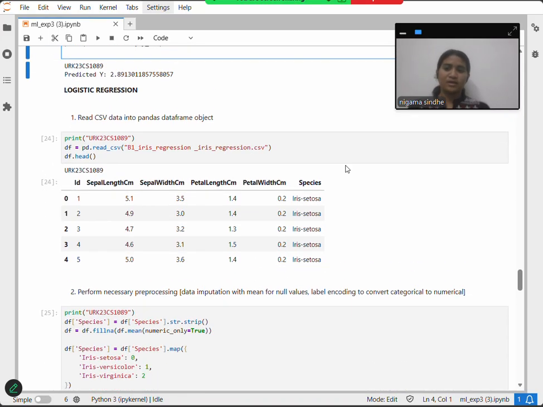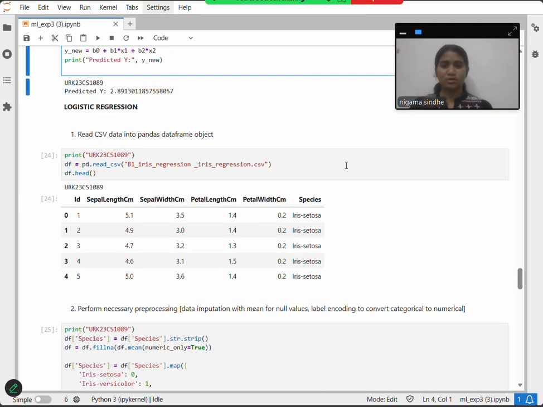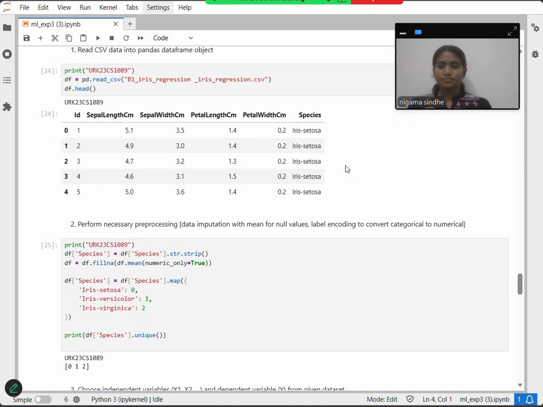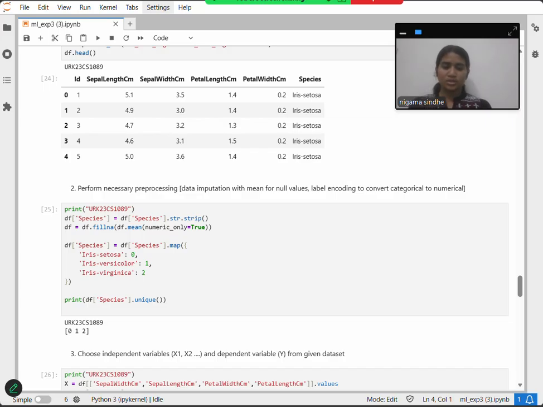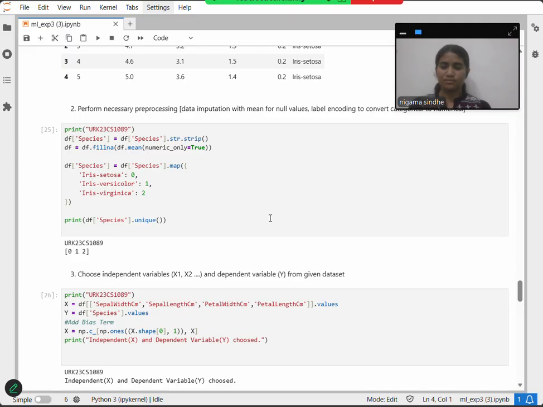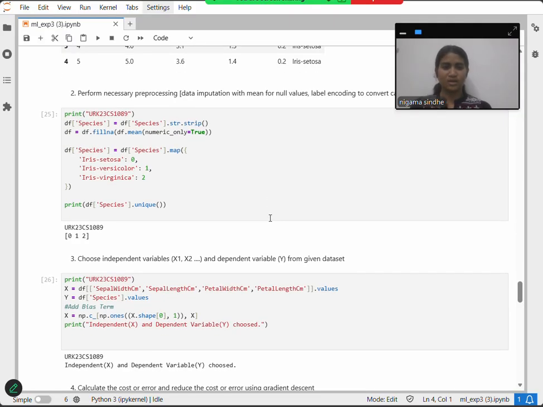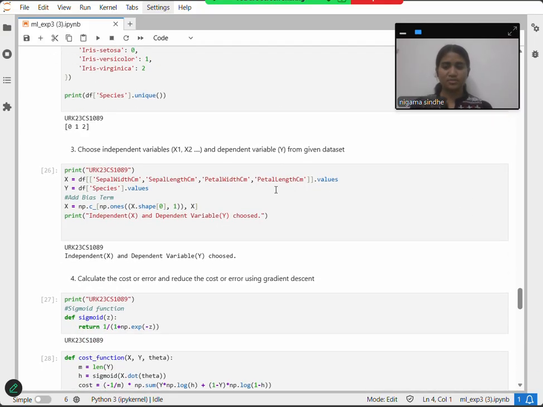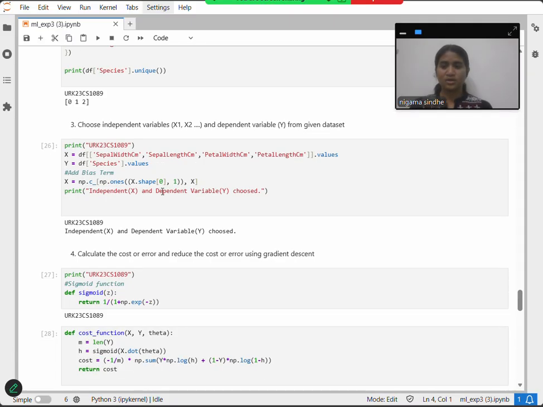Okay. Next, looking into logistic regression. Logistic regression is a part of classification and regression. First, we are going to import the dataset and perform data pre-processing for handling missing values and null values in the dataset. Next, we are going to choose the independent and dependent variables from the given dataset, where the independent variables would be sepal width, sepal length, petal width, and petal length, whereas the target and dependent variable would be species. So we are going to predict the species from the given independent variable features.